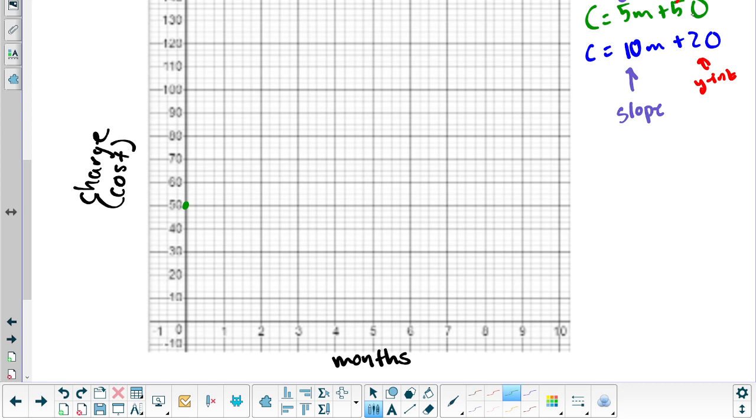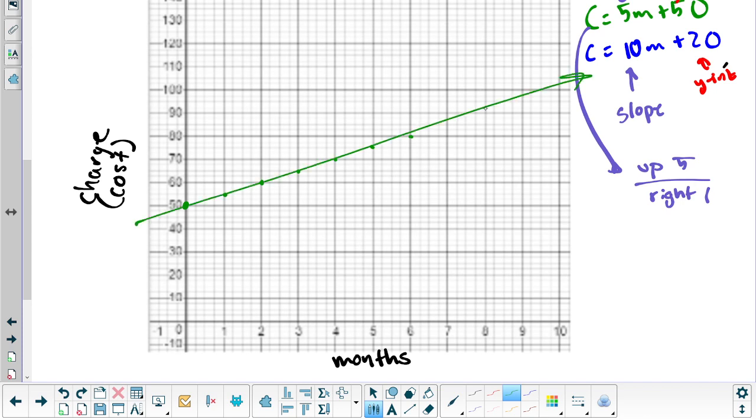I start at 50 because that was my initial value, and every month I go up $5. So really I'm saying the slope is up 5, right 1. So I'm going up 5, which is halfway between these two 10 values, up 1. So all of these points. And I would just connect the line like that.